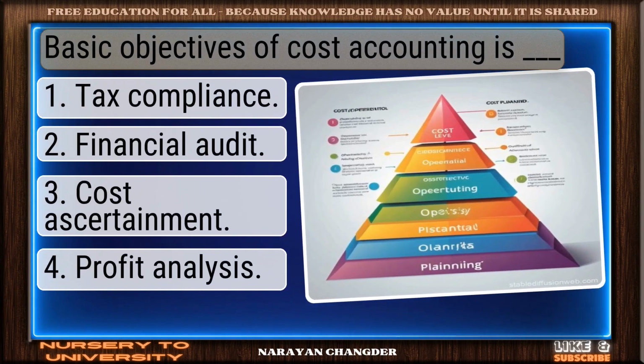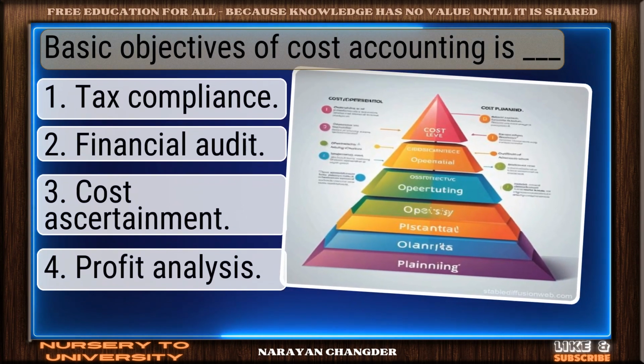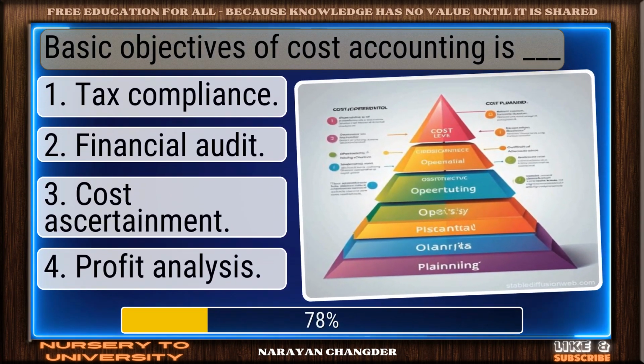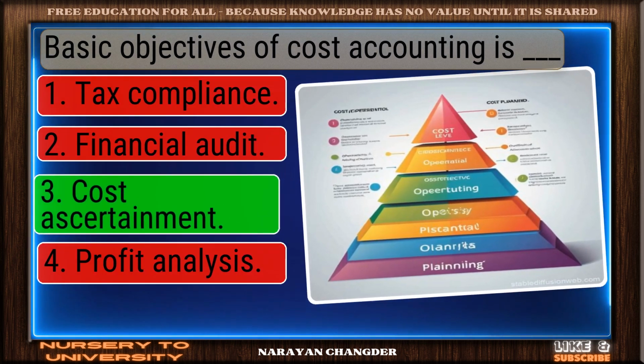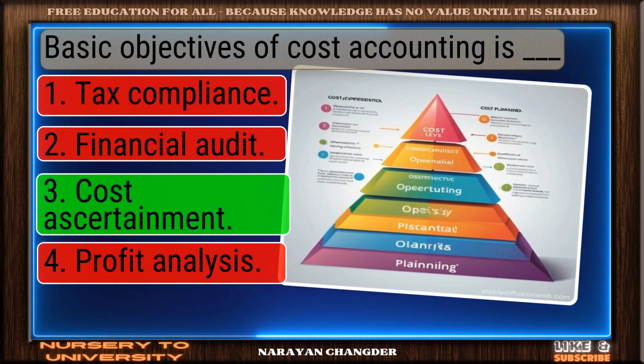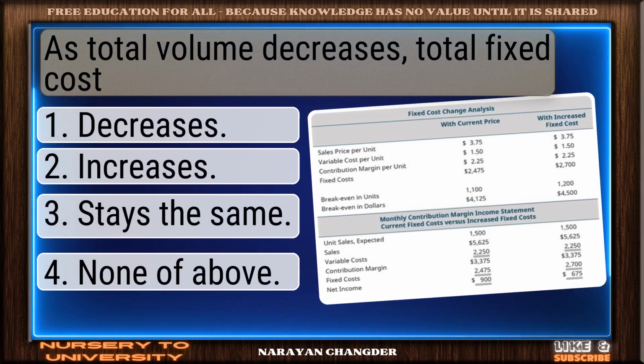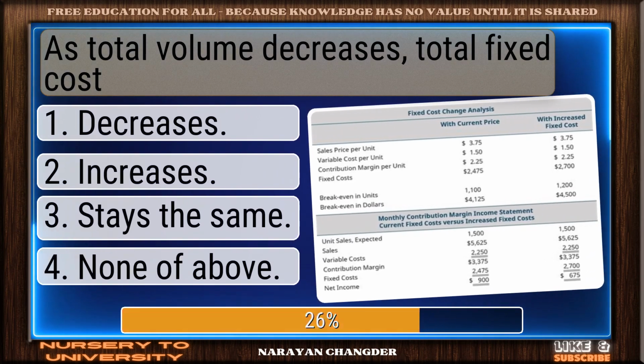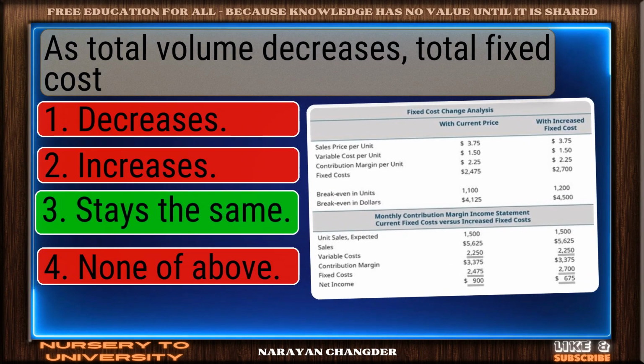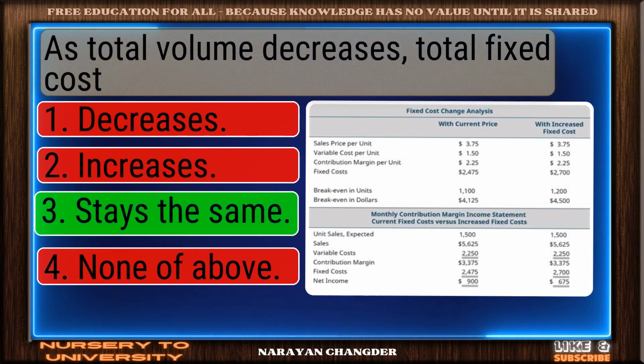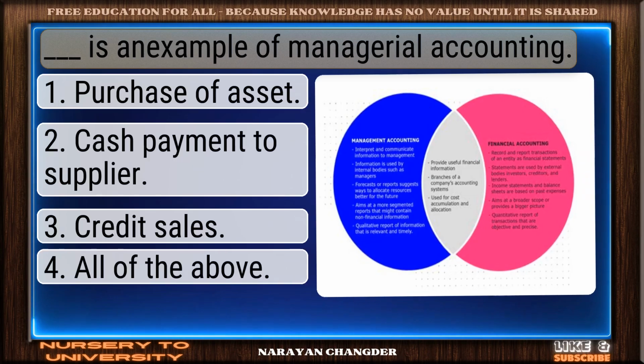Basic objectives of cost accounting is dash. You're right. Cost ascertainment is the correct answer. As total volume decreases, total fixed cost. Excellent choice. Stays the same is the right answer.